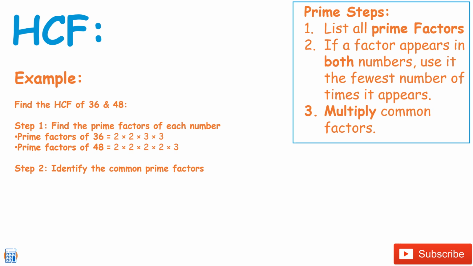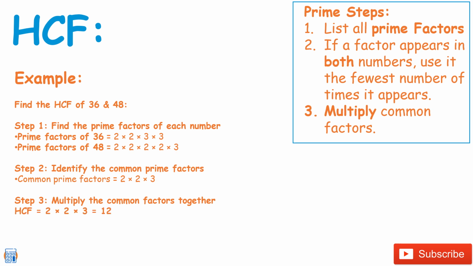Identify the common prime factors. The common prime factors are 2, 2, and 3. Multiply the common factors together, and that will give you similar answers to before, 12.